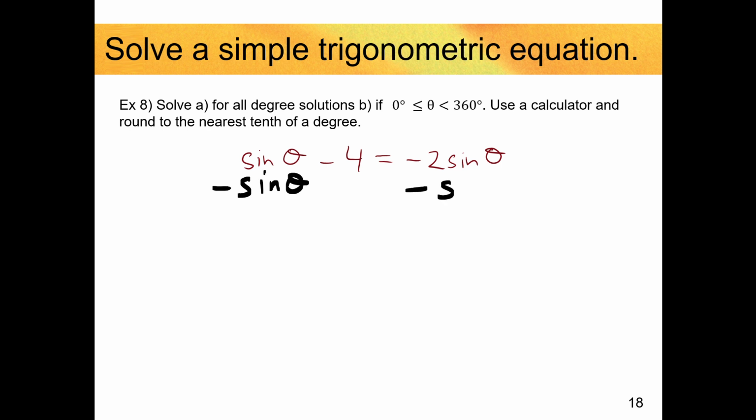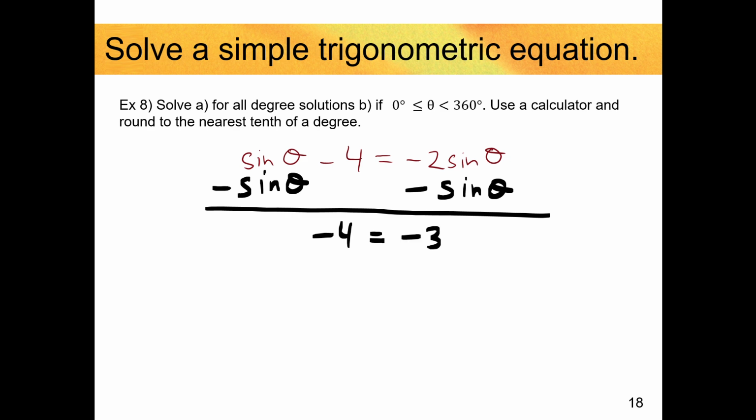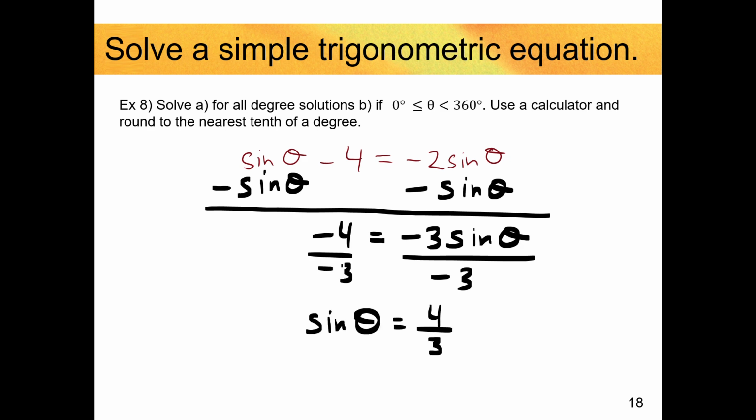Okay, so if you subtract sine theta from both sides, that's what I did. Or you could have added 2, that's fine. Then divide by -3 on both sides, and we get that sine theta is equal to 4/3. And then when does sine theta give you 4/3 on the unit circle? Never.